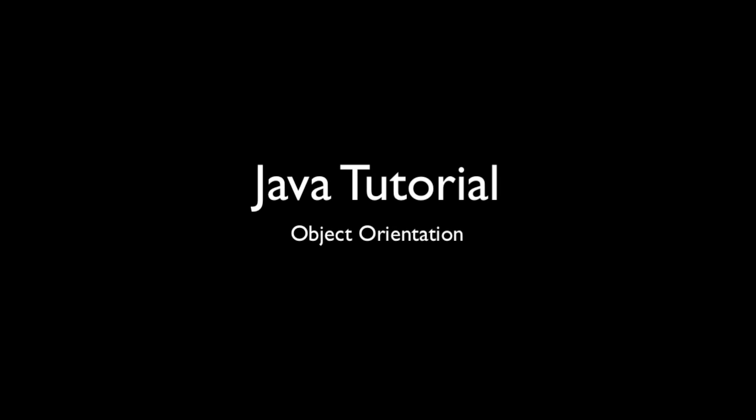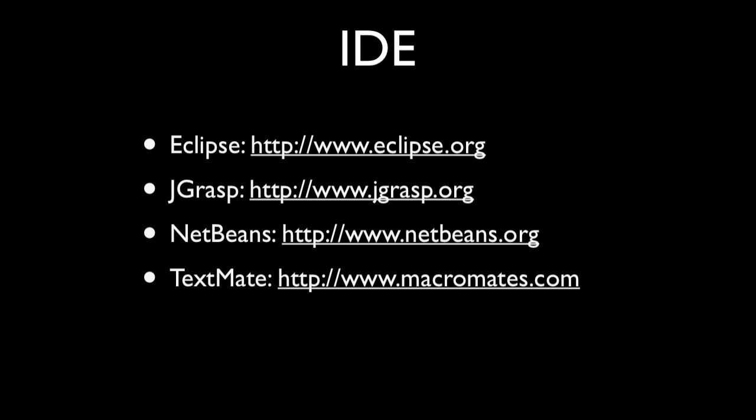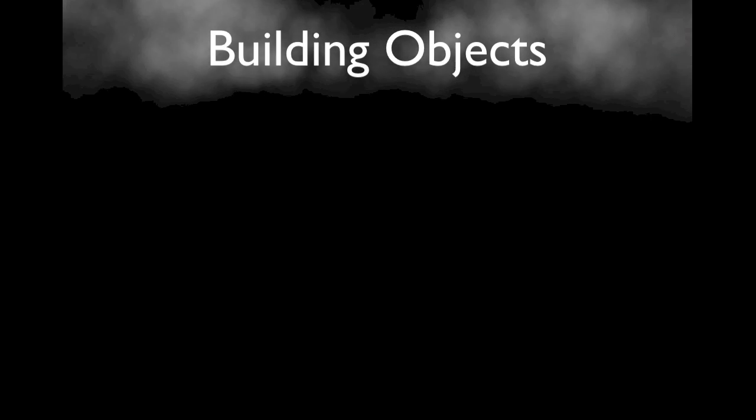Hello everybody, Chris here, working on Java tutorial number 2, Object Orientation. Today's IDE that I'm going to be using is Eclipse, but you can feel free to use JGrasp, NetBeans, and Textmate. JGrasp is great for learning, NetBeans is good for UI development, and Textmate is kind of a Mac thing, and it costs a little bit of money, but it's fantastic.